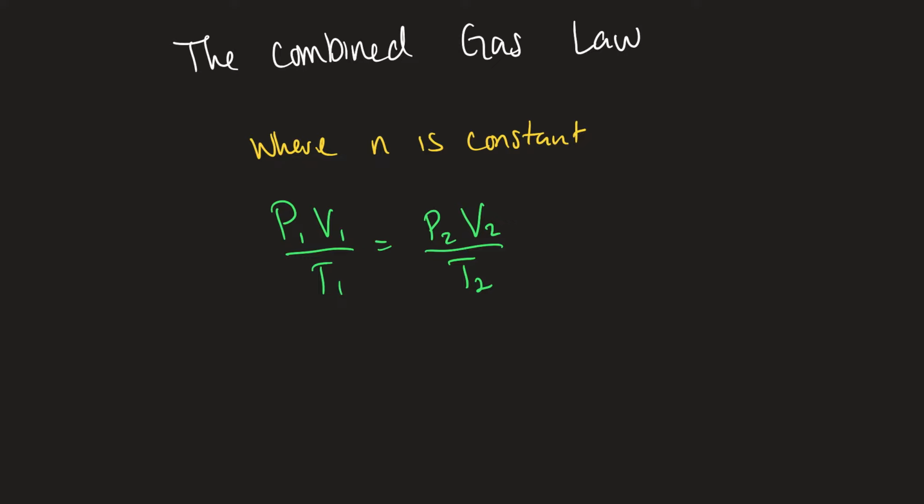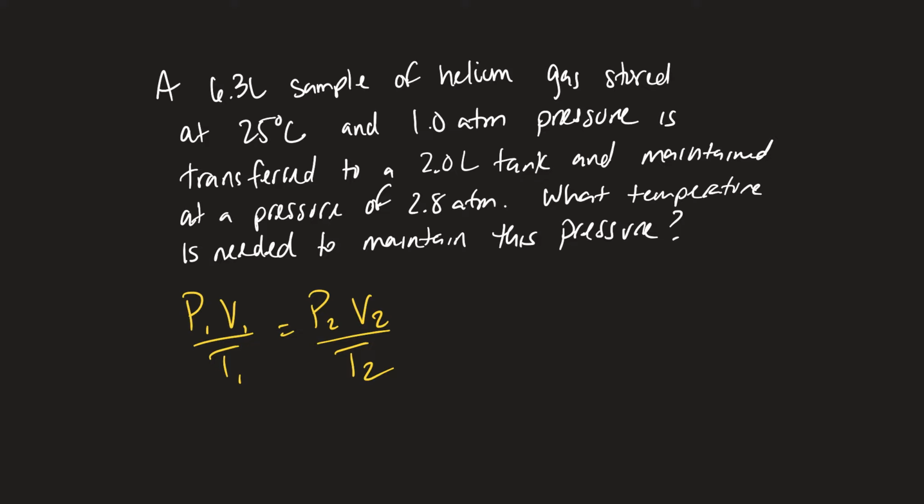All right. And so let's just do an example of using the combined gas law. All right, so here's the example. A 6.3 liter sample of helium gas is stored at 25 degrees Celsius at 1 atm pressure. It's transferred to a 2.0 liter tank and maintained at a pressure of 2.8 atm. What temperature is needed to maintain this pressure?